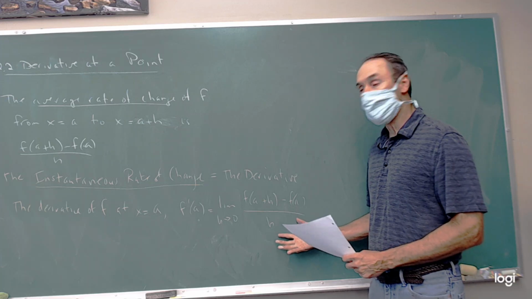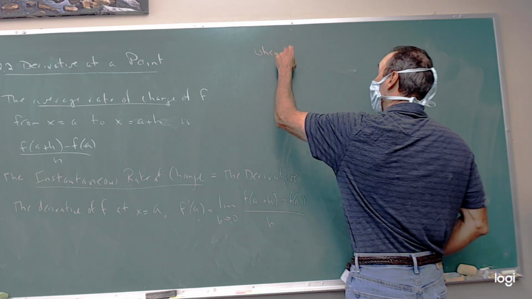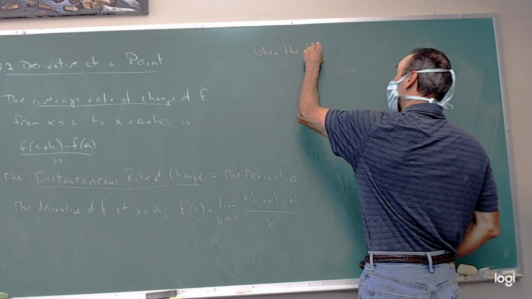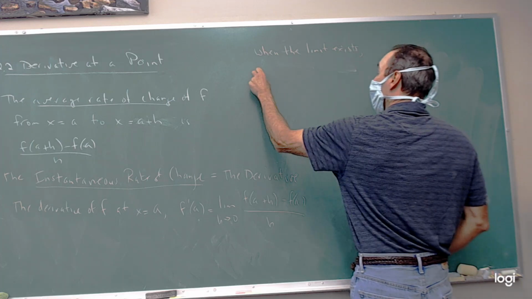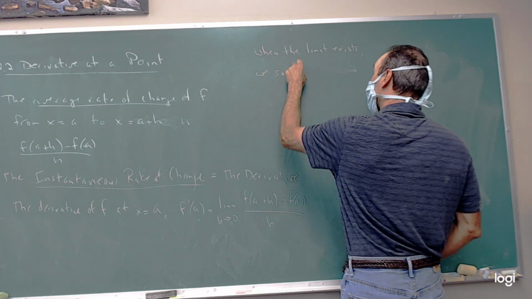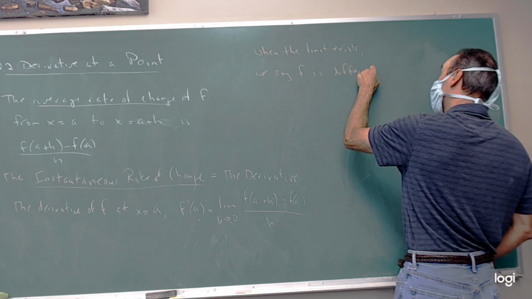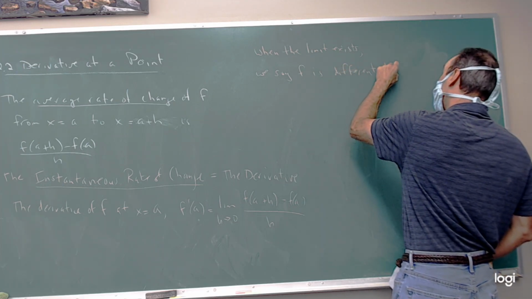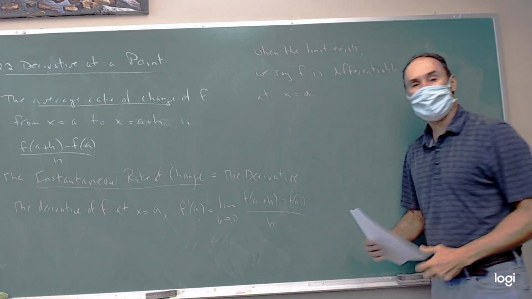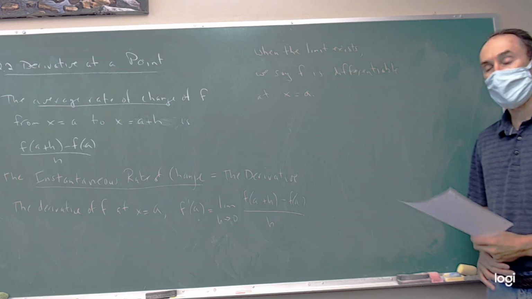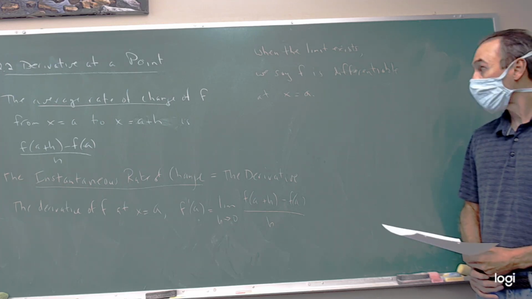So when this limit exists, trying to expand your vocabulary here, when the limit exists, we say f is differentiable. F is differentiable at x equals a. So a function may have a derivative at some points and not at others. And so it's an idea of differentiability.